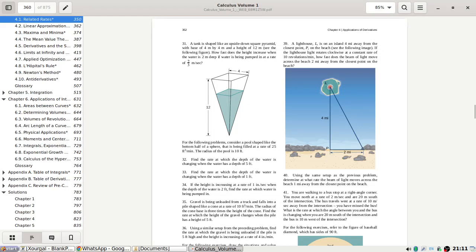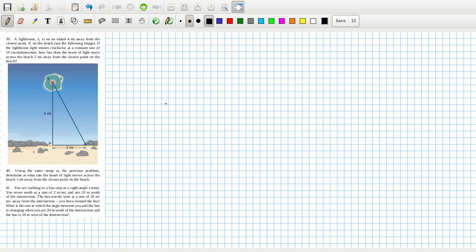Right, let's continue. A lighthouse L is on an island 4 miles away from the closest point P on the beach. If the lighthouse rotates clockwise at a constant rate of 10 revolutions per minute, how fast does the beam of light move across the beach 2 miles away from the closest point on the beach? Very interesting. Okay, that's theta.